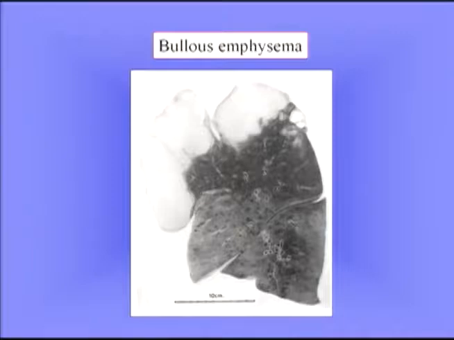You can also get what's called bullous emphysema, as shown here. Large balloon-like structures occur, often at the top of the lung, though not always, and probably the high stresses in this region are in part responsible for this.